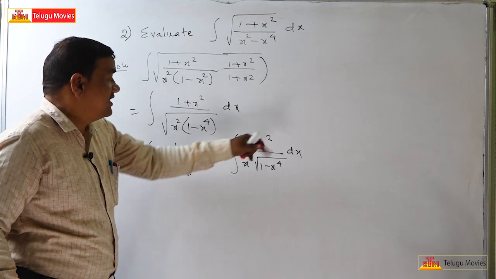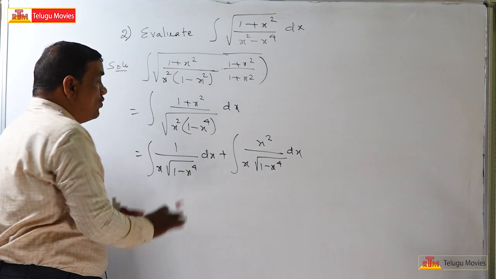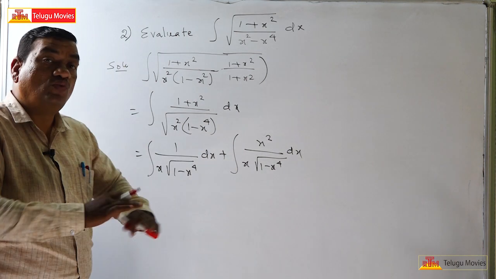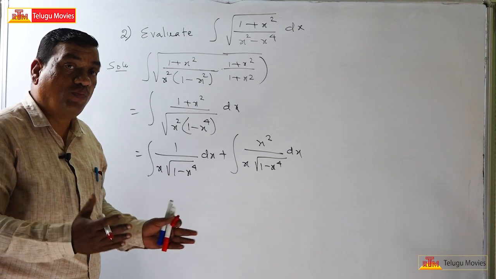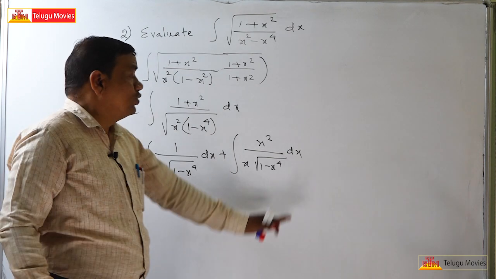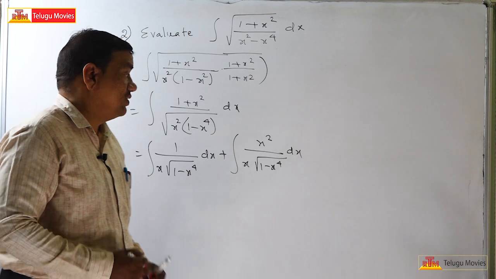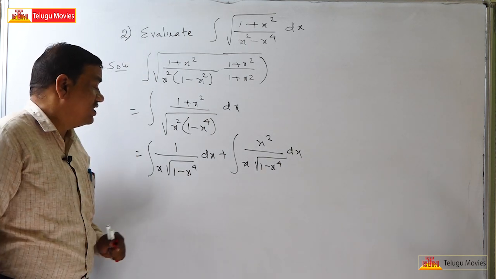Now see here, x² will get cancelled. Okay, now the problem will become two terms, two problems will become. So let us do these two problems simultaneously. So here, how to proceed with this type of problem?